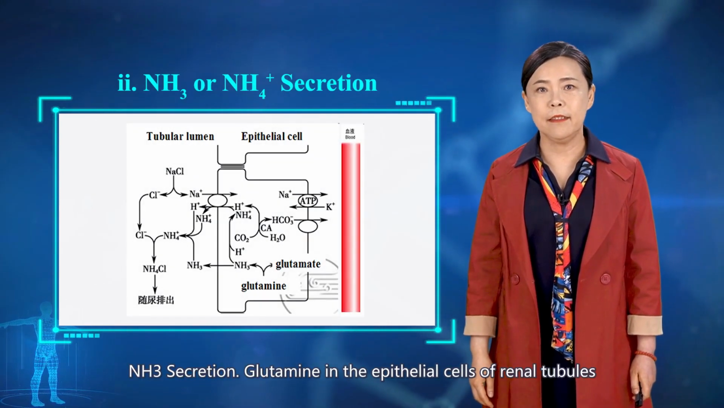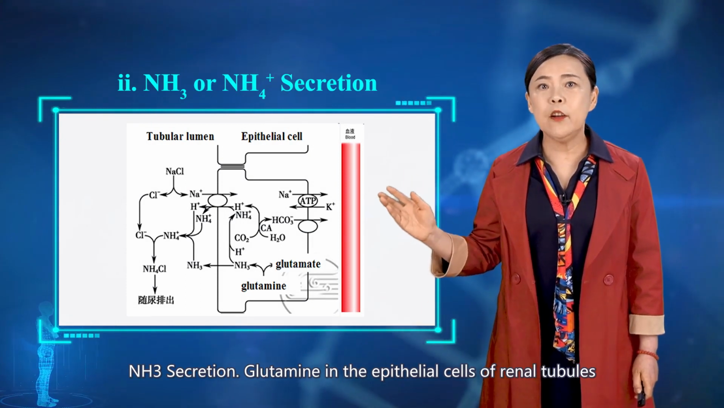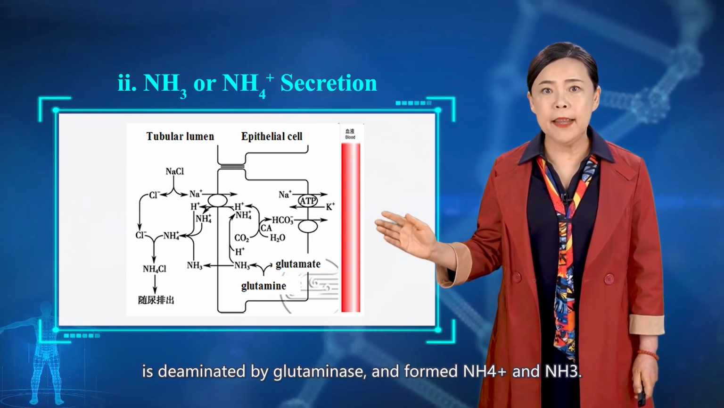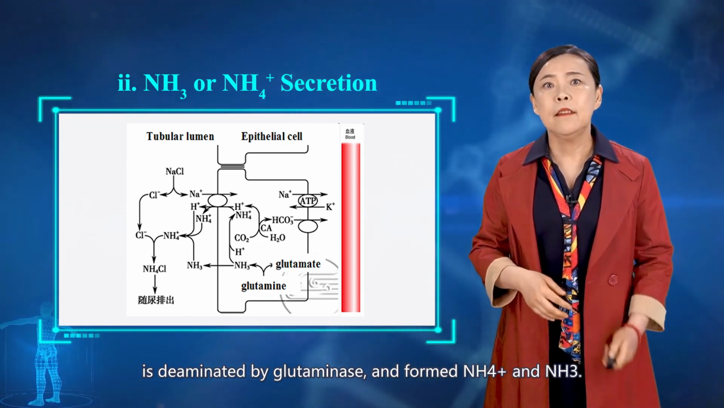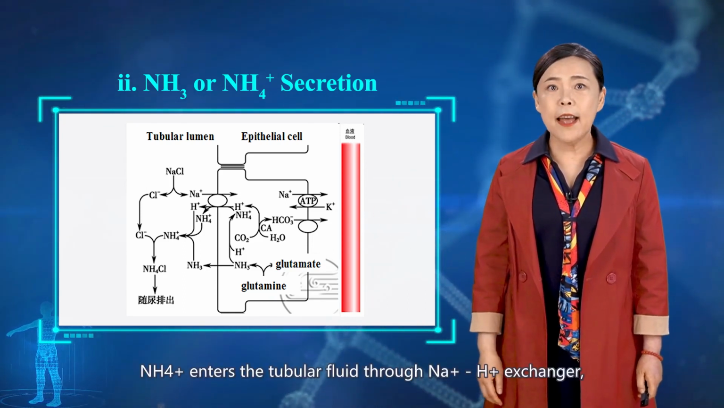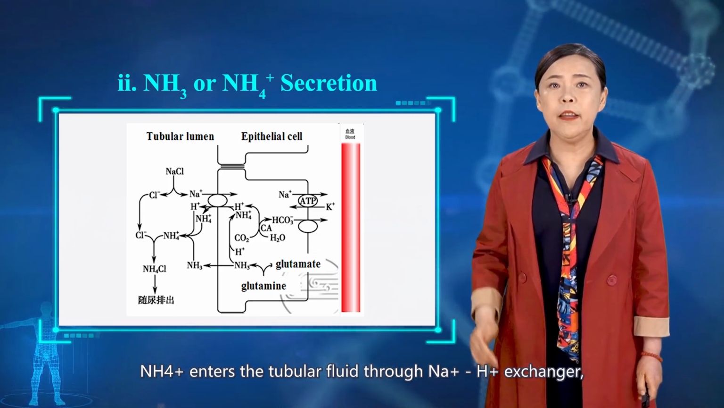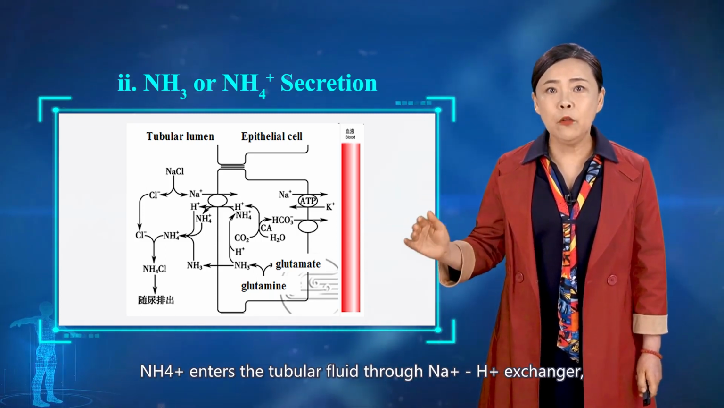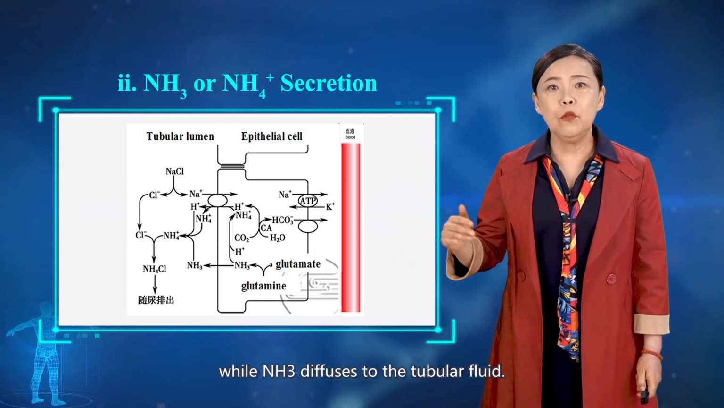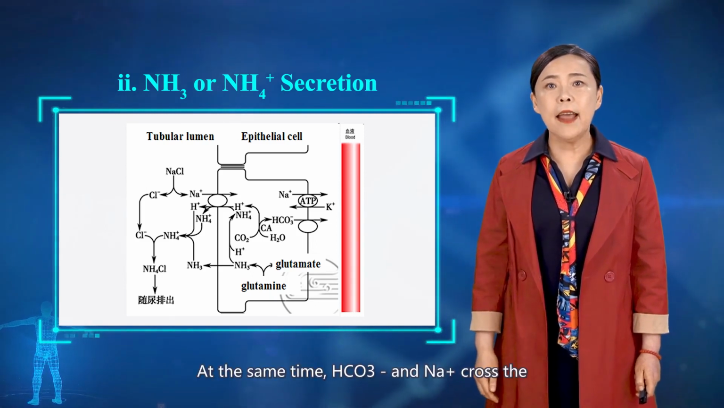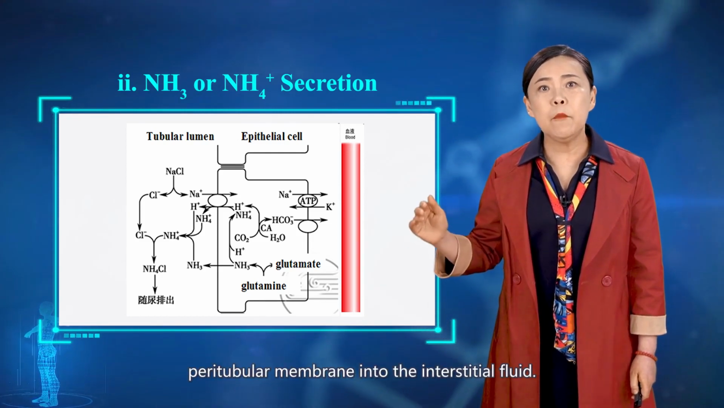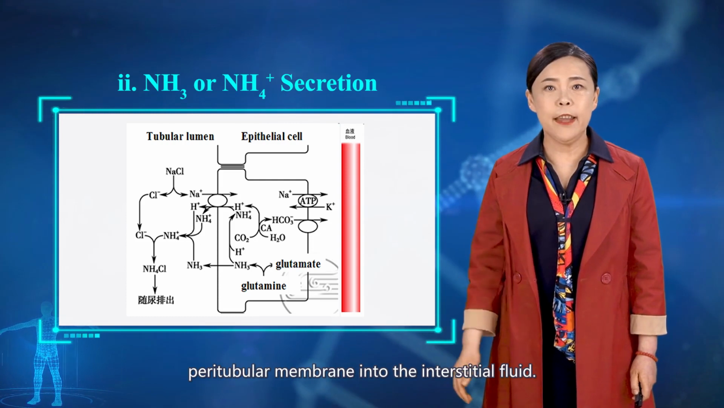Ammonia secretion. Glutamine in the epithelial cells of the renal tubule is deaminated by glutaminase and forms ammonium ions and ammonia. Ammonium ions enter the tubular fluid through the sodium-hydrogen exchanger, while ammonia diffuses to the tubular fluid. At the same time, bicarbonate and sodium cross the peritubular membrane into interstitial fluid.